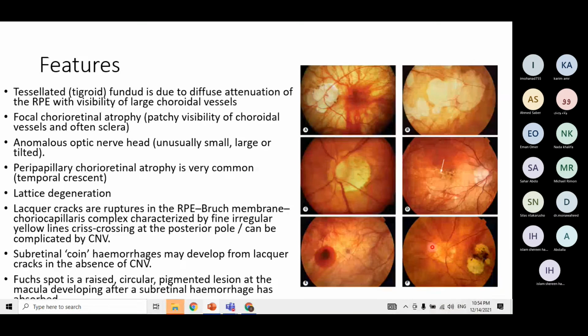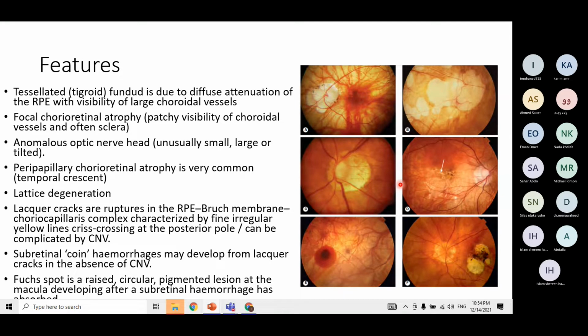Degenerative myopia, another important topic. We have what we call the tigroid appearance. It looks like that because of the atrophy of the retinal pigment epithelium and the retina, and what we can see here are the large choroidal vessels. We can have what we call the focal or the patchy choroidal atrophy. We can have what we call the temporal crescent of chorioretinal atrophy temporal to the optic disc.